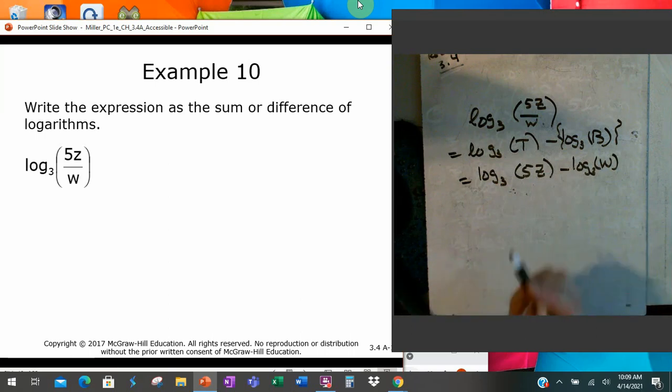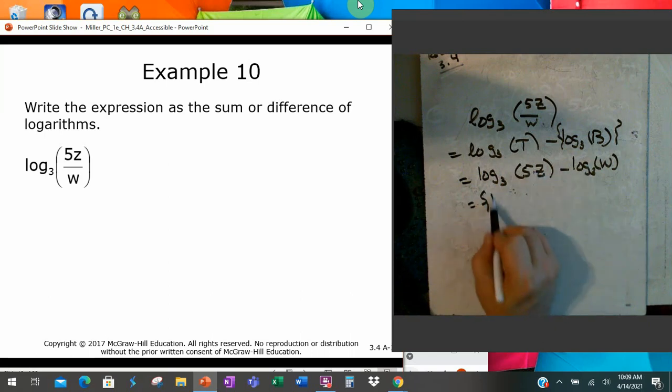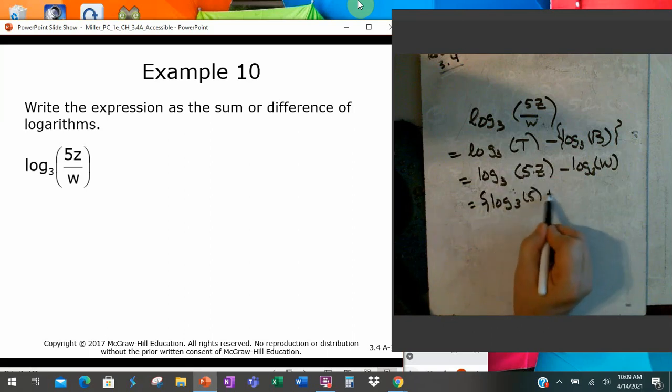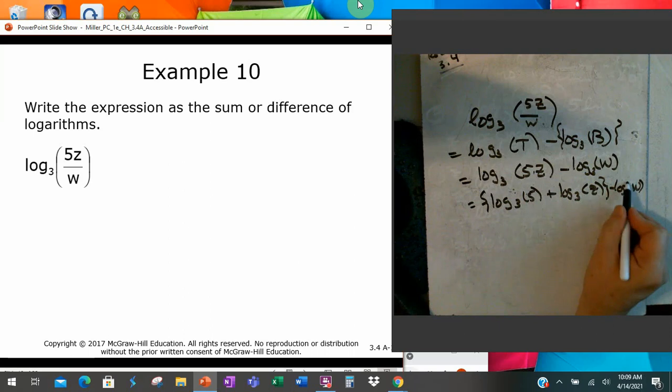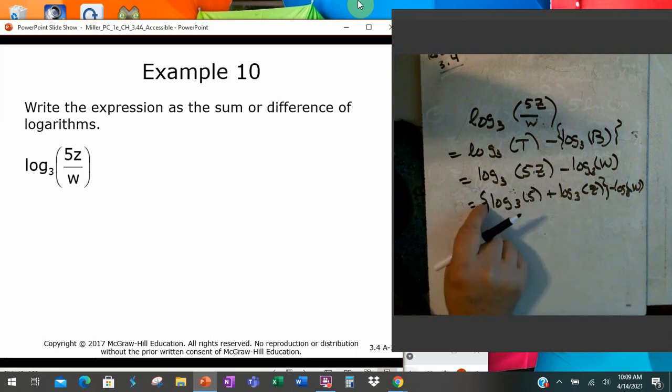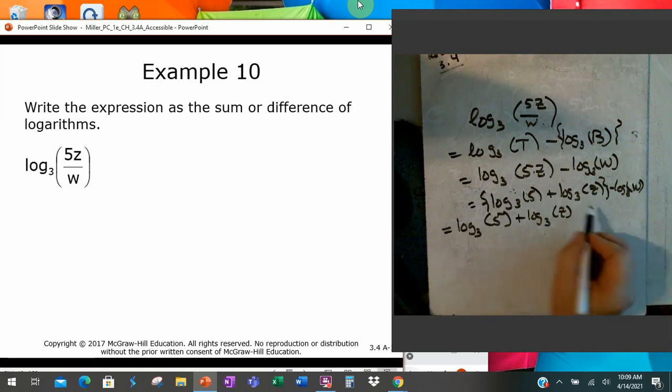But I want to continue and ask myself again, do I have any powers, multiplications, divisions here? This I do. So this multiplication goes to addition. And this is understood plus, so I can just remove this. Log of 5 base 3, plus the log of z base 3, minus the log of w base 3.